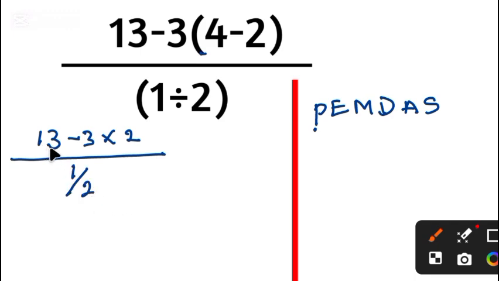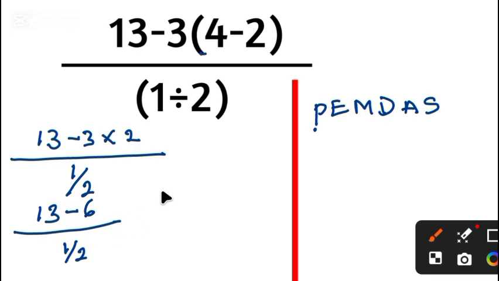Now, 13 minus 3 will give us 10, but that is not the way. We are to do the multiplication first because PEMDAS says multiplication has higher priority than subtraction. So 3 times 2 will give us 6. So we have 13 minus 6 on top of 1 over 2.